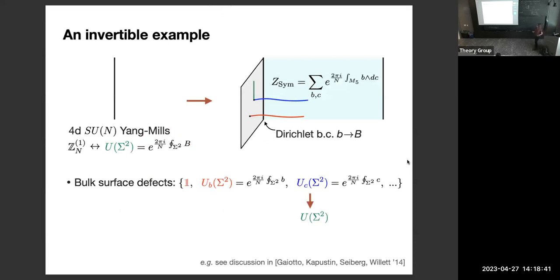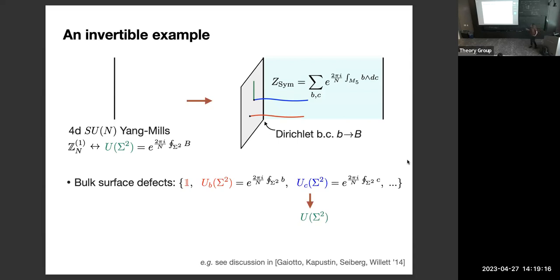So let's do a quick example. Let's say we're thinking about 4D SU(N) Yang-Mills theory. There's no anomaly, so I didn't draw an anomaly. This has some one-form Z_N symmetry associated to the center of the SU(N) gauge group. That's generated by some topological surface operator in my theory, which is constructed from the background gauge field for the Z_N one-form symmetry.